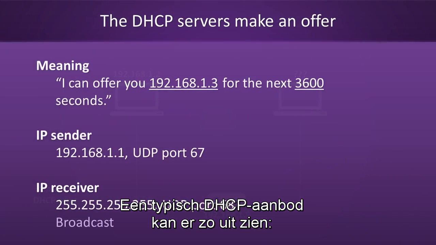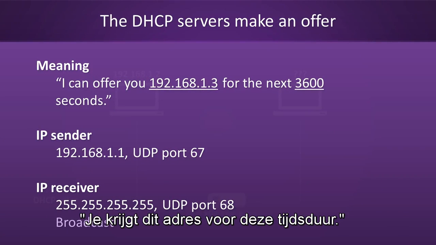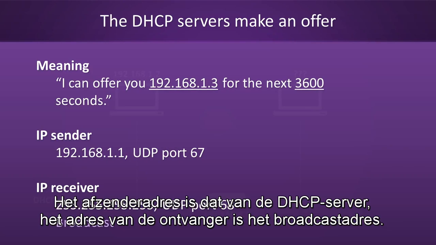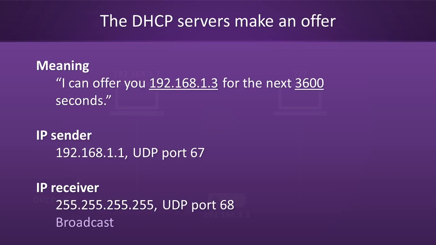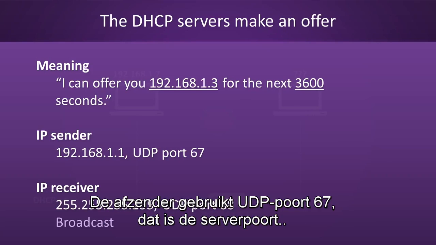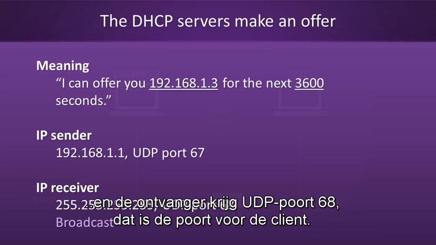A typical DHCP offer message will say something like, "I'm willing to give you this address for that amount of time." The sender will be the DHCP server, and the receiver will again be the broadcast address. Note how the ports were flipped, so the sender is the UDP port 67, which is the server port, and the receiver is port 68, which is the client port.